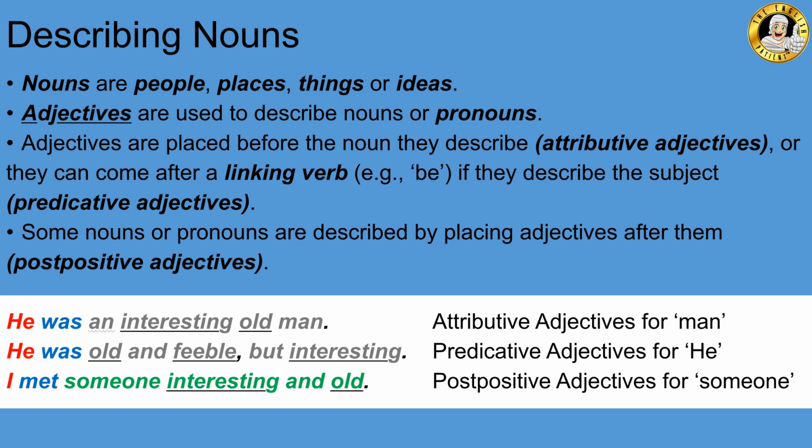"I met someone interesting and old." Now these are post-positive adjectives. "Interesting" is describing the "someone," and "old" is describing the "someone" as well, but they are coming after "someone." And with indefinite pronouns, often adjectives come after them in this way.